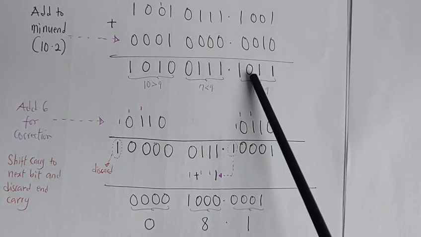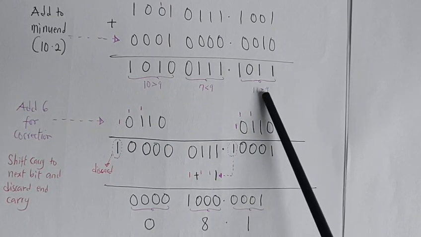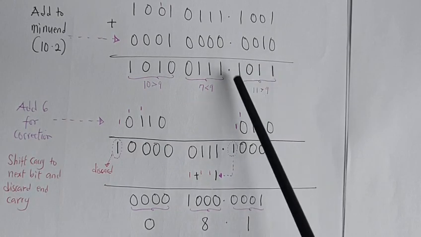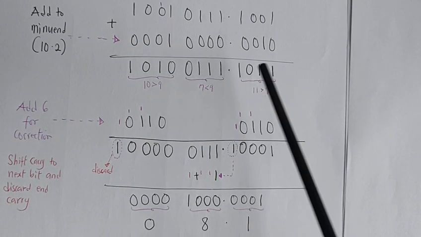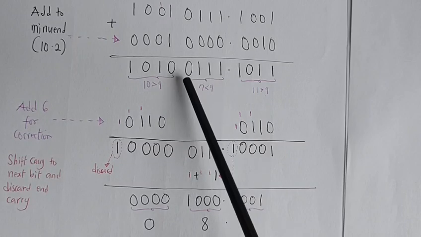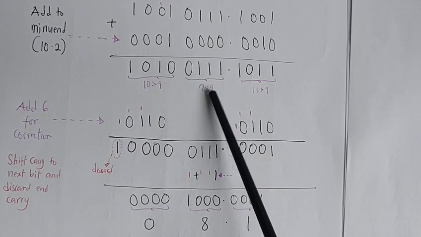So we say 1 0 1 0, this will give us 11. So 11 is greater than 9. So in this case, this result is invalid, BCD invalid. Now, let's check this result. We have 0 1 1 1, this is 7. 7 is less than 9.